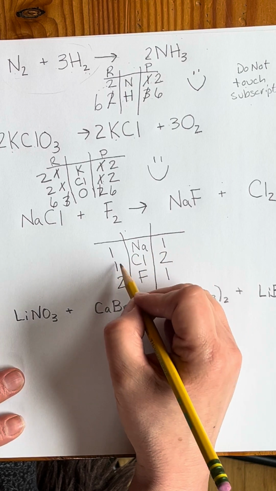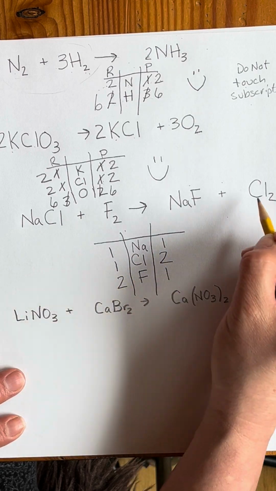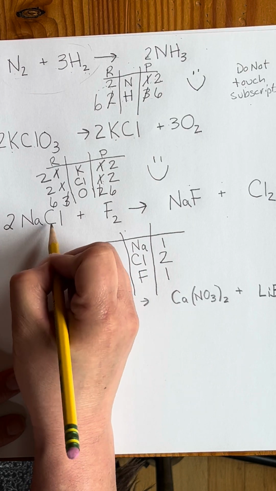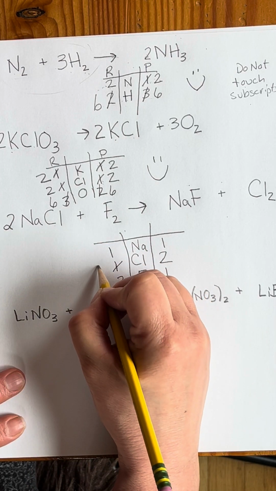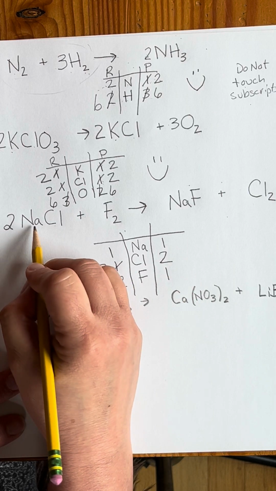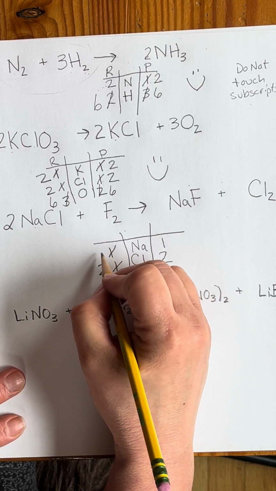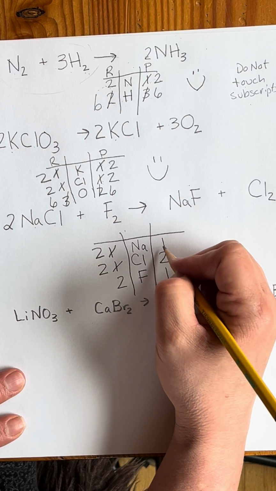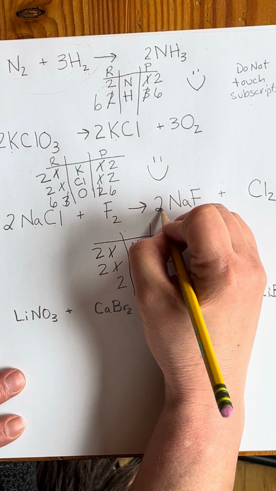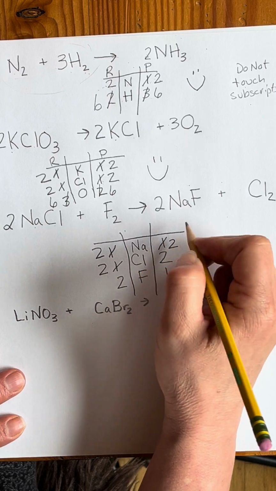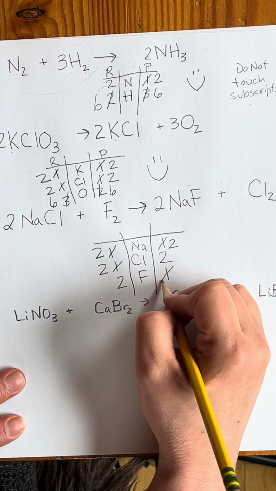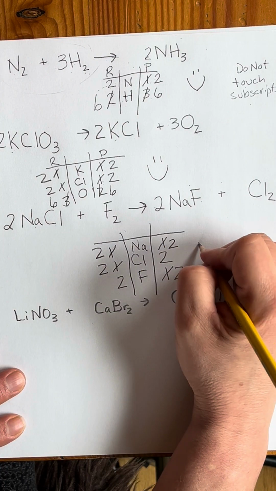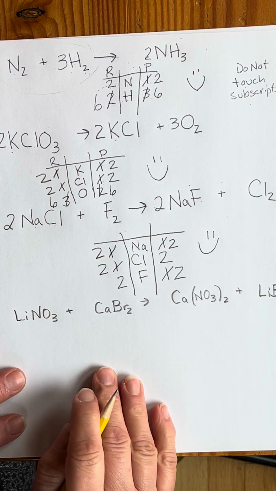All right, our sodiums are good, so let's move on to our chlorines. We have 2 over there, and we only have 1 here, so we have to change that. 2 chlorines. But of course, as you see, we also changed it to 2 sodiums. Well, let's fix our sodiums while we're here, right? So now we need 2 here, but now we also changed our fluorines to 2, but that actually turned out to be what we wanted. So now we have balance.